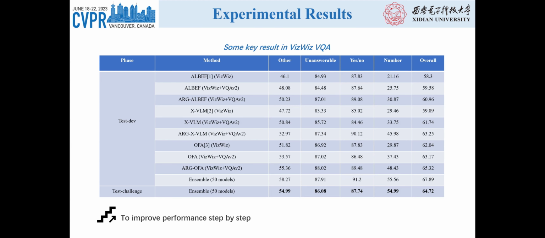Experiments have also proven that our method and tricks can indeed improve accuracy. We use ALBEF, X-VLM, and OFA as our baselines. After adding additional training sets, the proposed Answer Region Guided strategy, and the model ensemble, we achieve 64.72 in the test challenge phase.